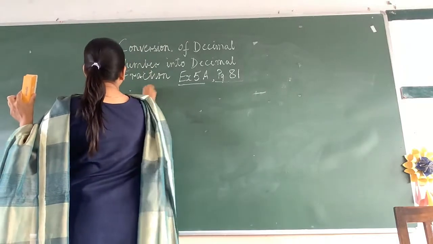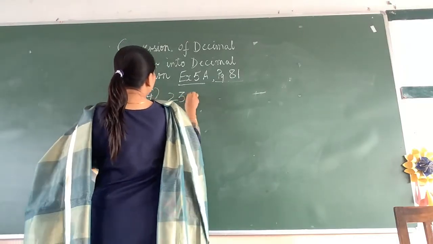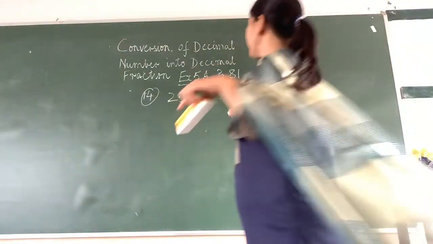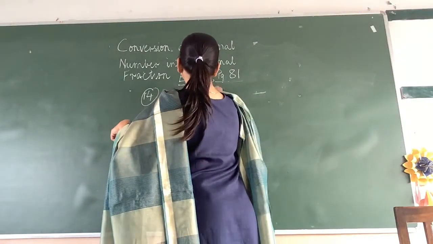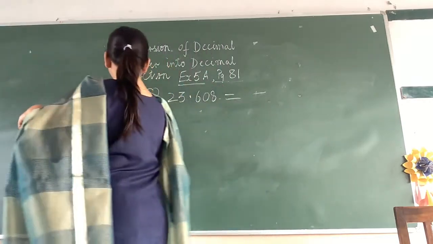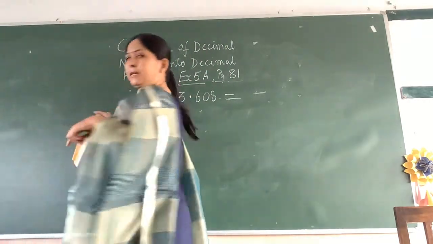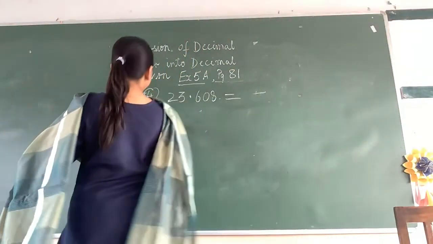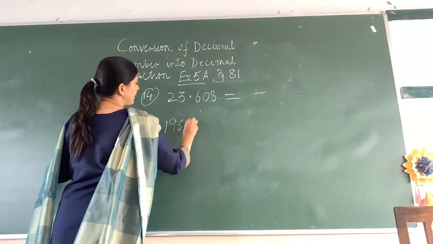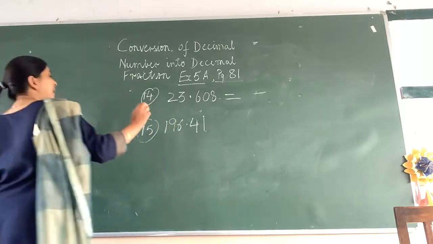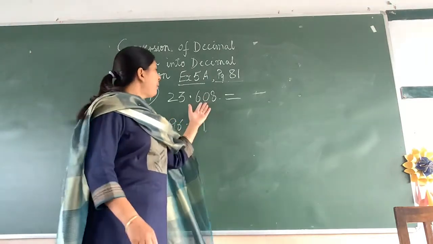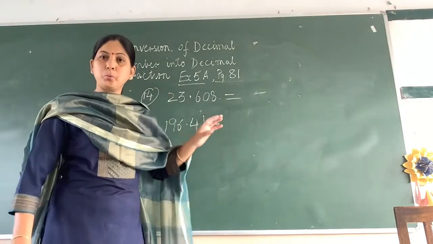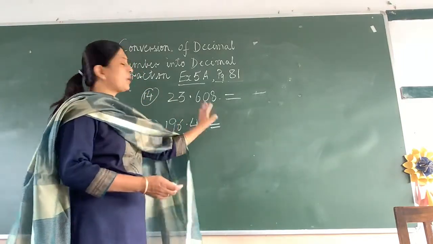The 14th one is 23.608. And the 15th one, children, is 196.41. Now let's convert both decimal numbers into decimal fractions. Now see, children, do with me. Take out your practice notebook and do with me.